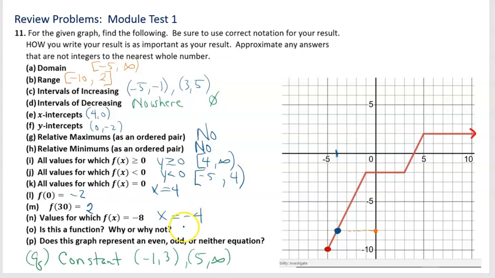Is this a function? Yes, it is. It passes the vertical line test, so VLT, because I'm out of space. Does this graph represent an even function, an odd function, or neither? It's none of those, so it's neither.